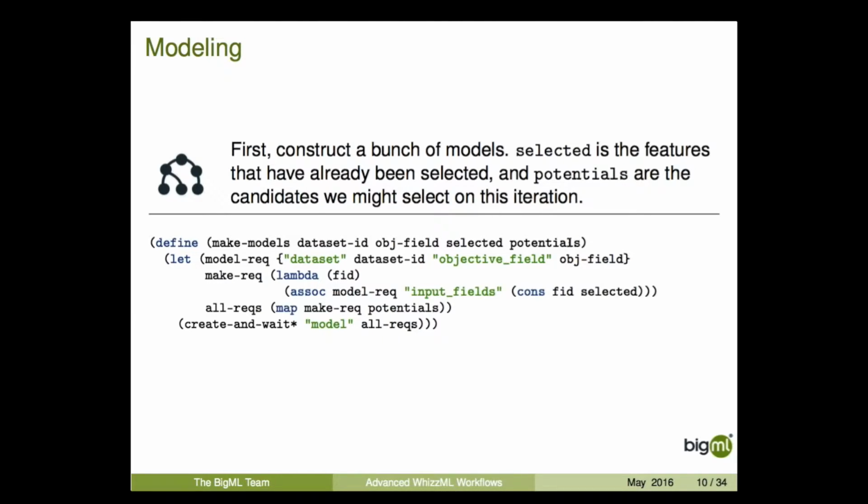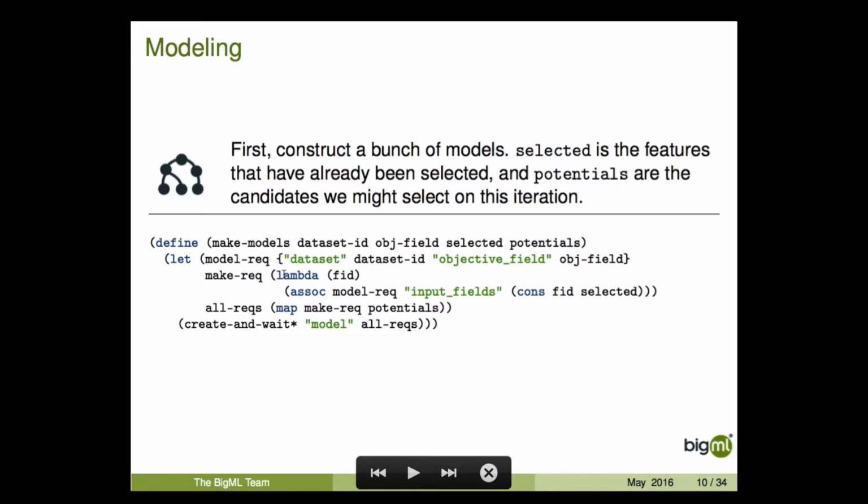We're going to try in turn each of those potential features, add them into the list of selected features, and then make a model based on that subset, the currently selected features plus one of the potential features at each iteration. And so at the top, you can see we're using the let form again to do bindings to local variables here. So here we're going to make kind of a generic model request that has our data set ID mapped to the data set key and the objective field mapped to the objective field key here.